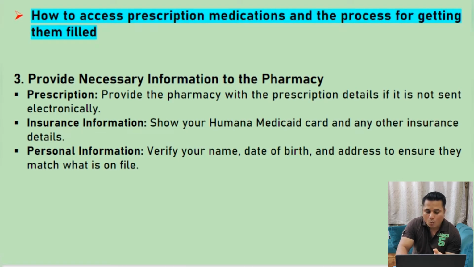Number three, provide necessary information to the pharmacy. Prescription. Provide the pharmacy with the prescription details if it is not sent electronically. Insurance information. Show your Humana Medicaid card and any other insurance details. Personal information. Verify your name, date of birth, and address to ensure they match what is on file.